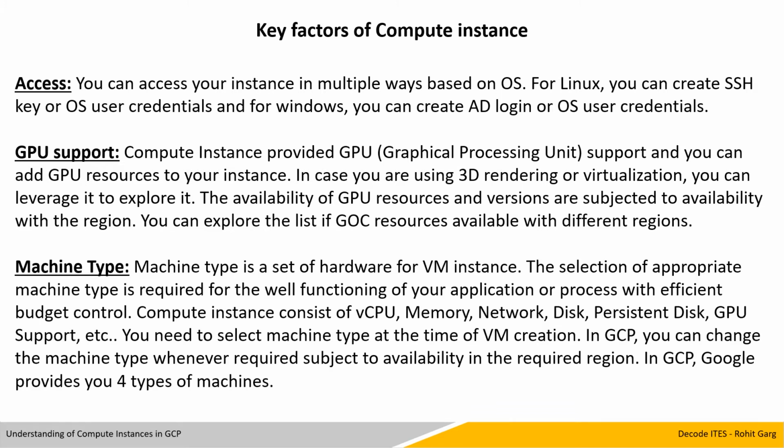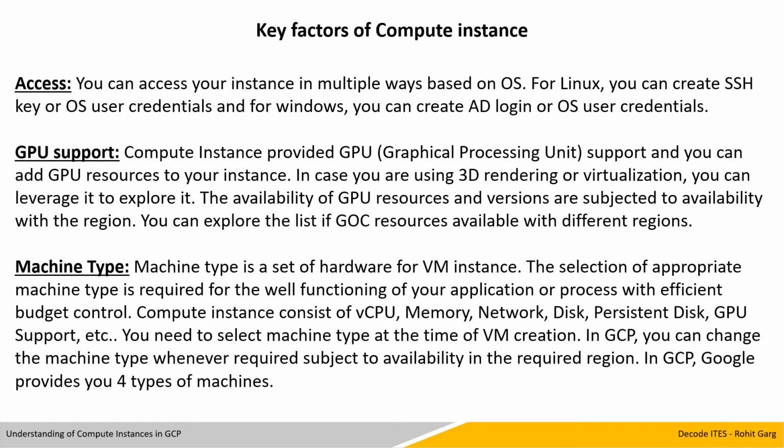And last is machine types. Machine type is a set of hardware for a virtual machine instance. The selection of an appropriate machine type is required for well functioning of your application or process with efficient budget control. A compute instance consists of vCPU, memory, network, disk, persistent disk, GPU support, and multiple other things. You need to select the machine type at the time of VM creation.